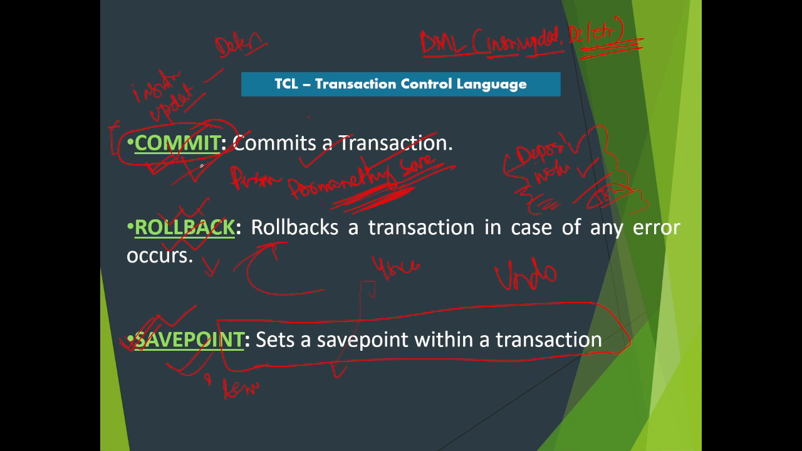Let's understand commit. Commit means permanently modifying something. If you want to apply it permanently, then you have to use commit. If you have done something by mistake, or you want something that has been done to be undone, you want to get it back, this is called rollback.